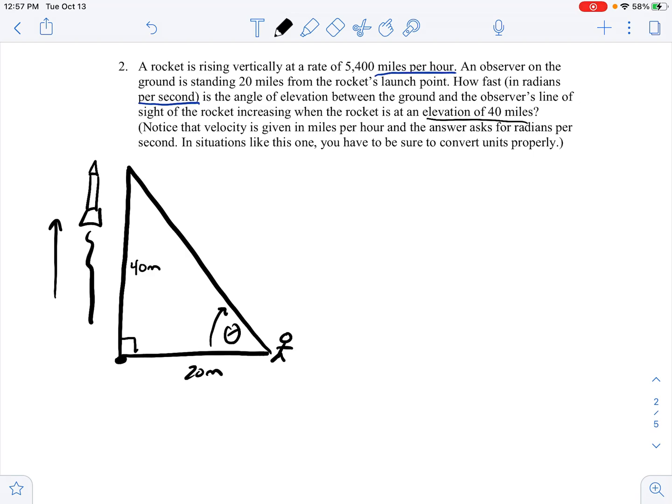Before we start notating, let's drop in some variables here. I'm going to stick with A, B, and C for the right triangle. What do we know? We know a few things. We know A is 20 miles. Does it appear as though that distance is changing? No. So dA dt is 0, which means A is a constant. So we found our given constant.